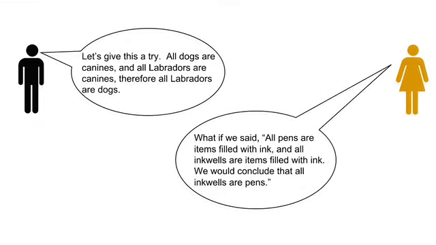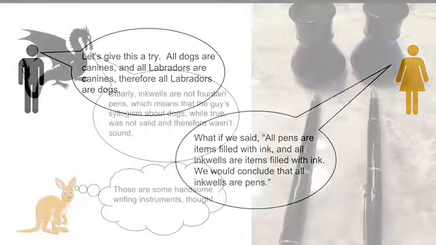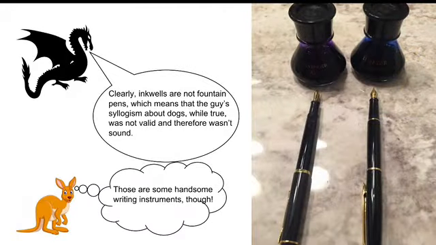So she says, what if we said all pens are items filled with ink and all inkwells are items filled with ink? We would conclude that all inkwells are pens. Uh-oh. We've obviously got a problem here. And Logic Dragon points it out. He says, clearly, inkwells are not fountain pens, which means that the guy's syllogism about dogs, while true, was not valid and therefore wasn't sound.